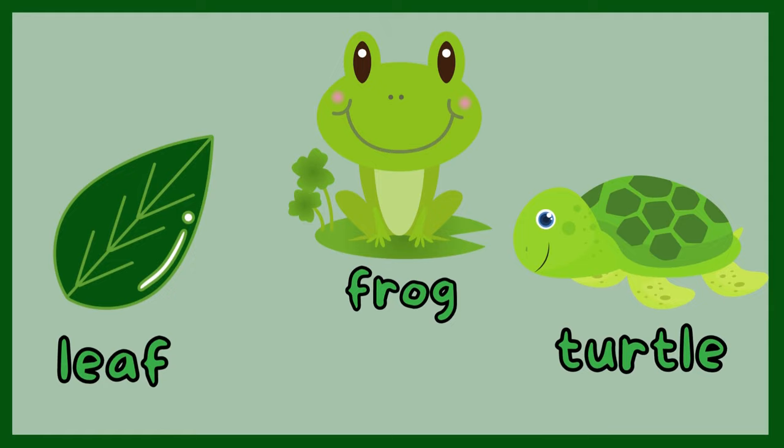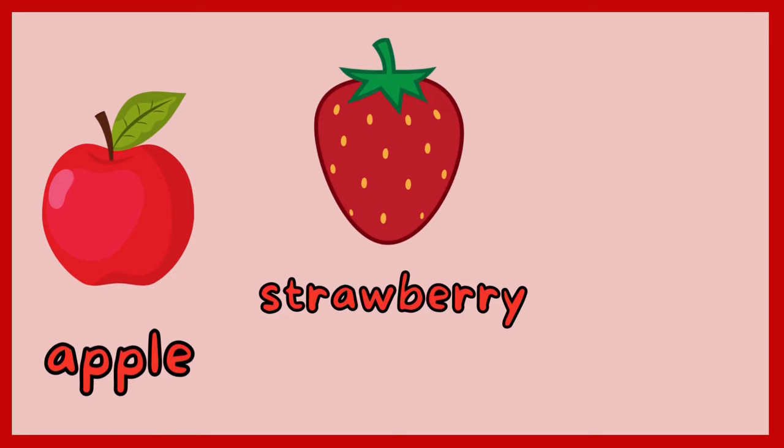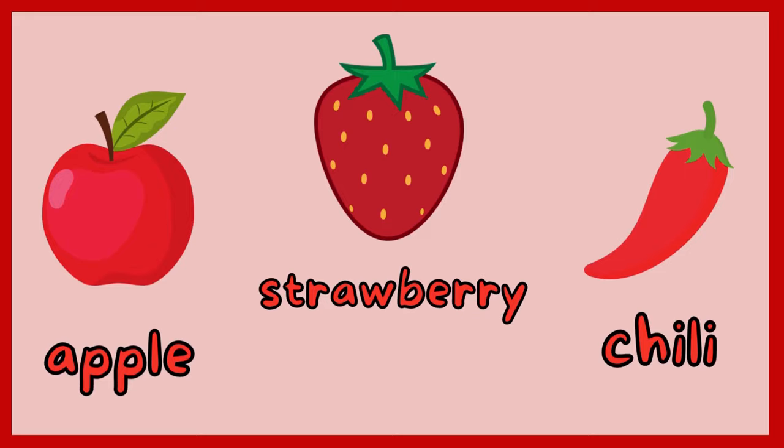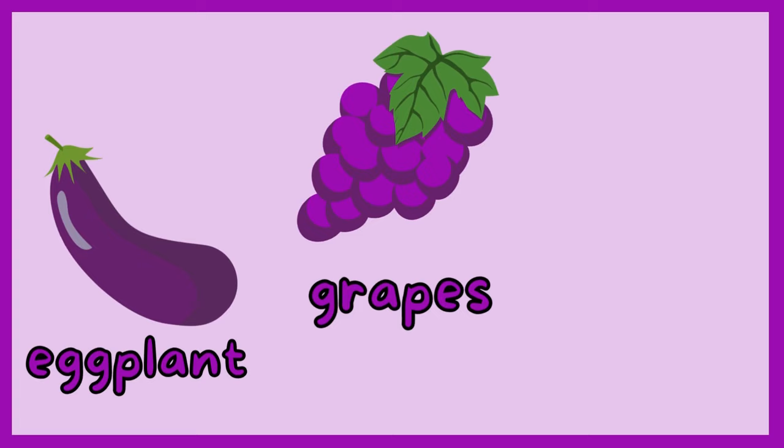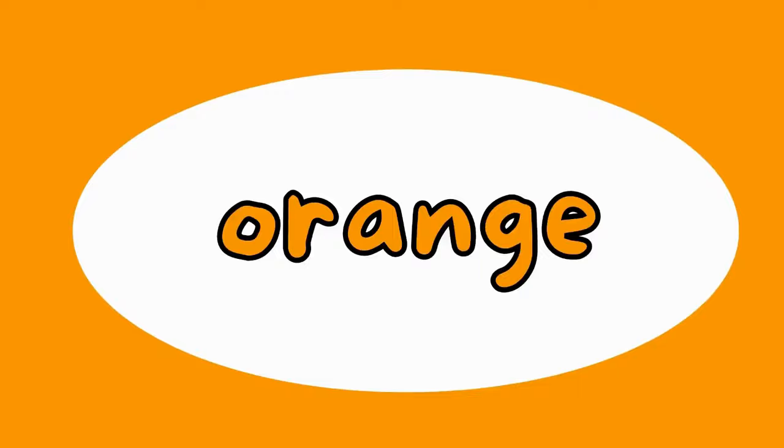Red. Apple. Strawberry. Red chili. Purple. Eggplant. Grapes. Flower. Orange. Orange. Carrot. Pumpkin.